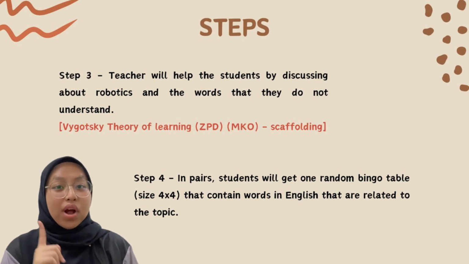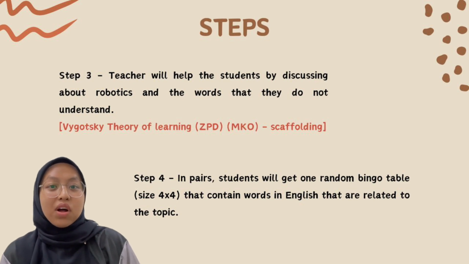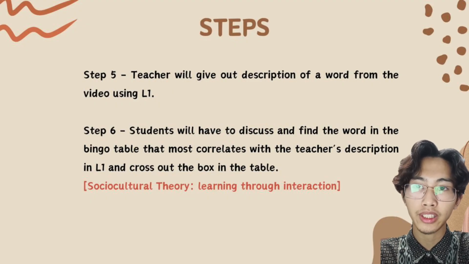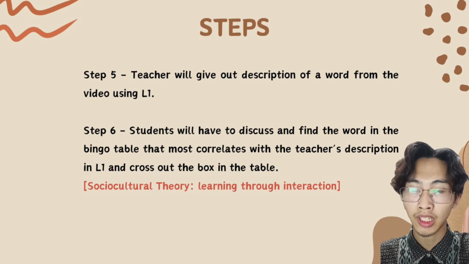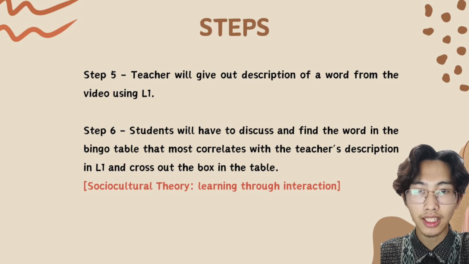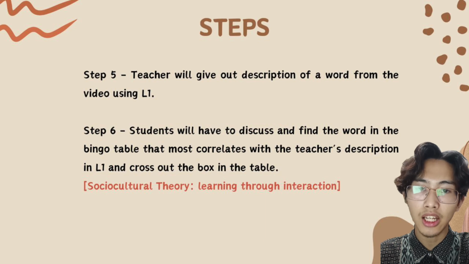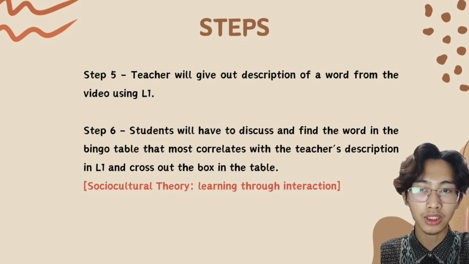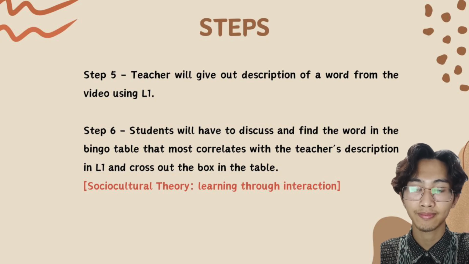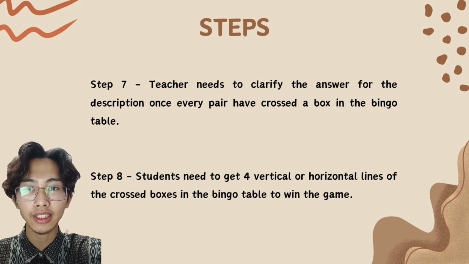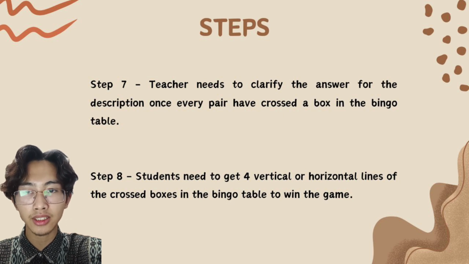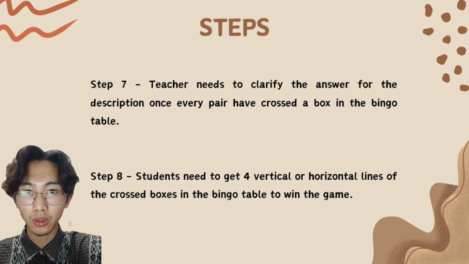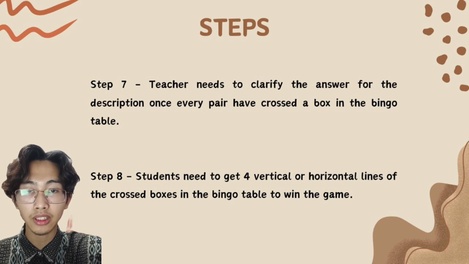Step 4, students will get one random bingo table in size 4x4 that will contain words in English that are related to the topic. Next, step 5, the teacher will give descriptions of a word from the video using L1. In step 6, students will have to discuss and find the word in the bingo table that most correlates with the teacher's description in L1 and cross out the box in the table. This correlates with the socio-cultural theory, learning through interaction. In step 7, teachers need to clarify the answer for the description once every pair has crossed a box in the bingo table. And lastly, in step 8, students need to get 4 vertical or horizontal lines of crossed boxes in the bingo table in order to win the game.